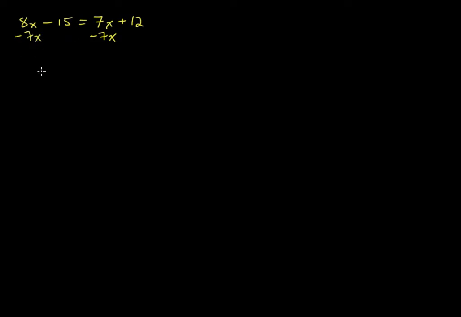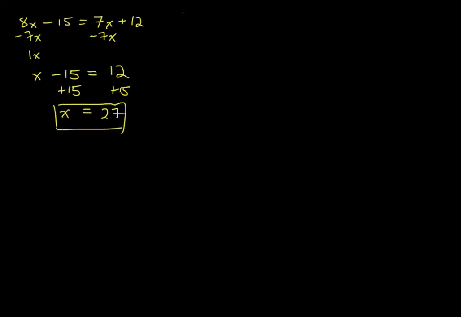8x minus 7x is 1x, right? 1x, or just x. And so I get x minus 15 equals 12. Now I can add 15 to both sides, and I get x equals 15 plus 12, which is 27. That's it. Let me throw a little curveball at you.